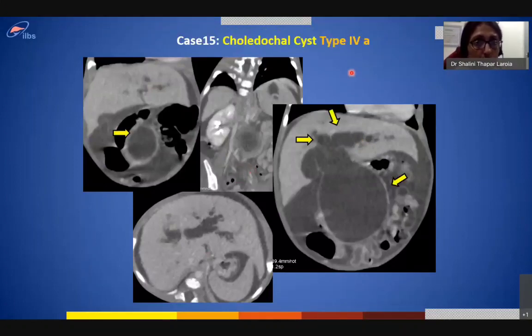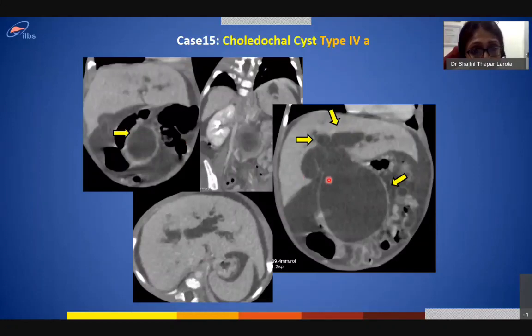No, this is not a choledochocele. This is what you have to see. You have to be very careful with your Todani classification. There are multiple types. I will just show you the chart, and you can refer to this chart as well as have a look at your books. So you see, this is not a choledochocele.